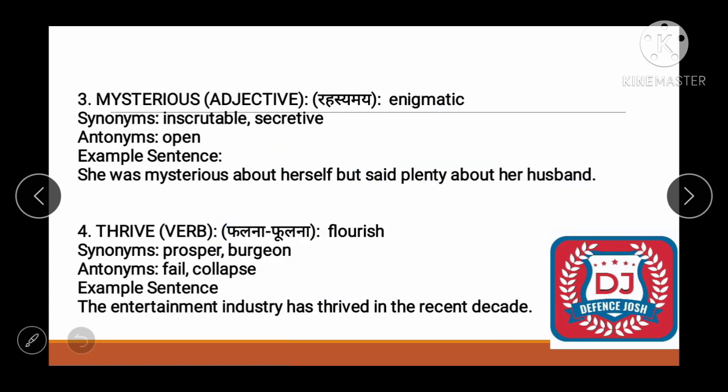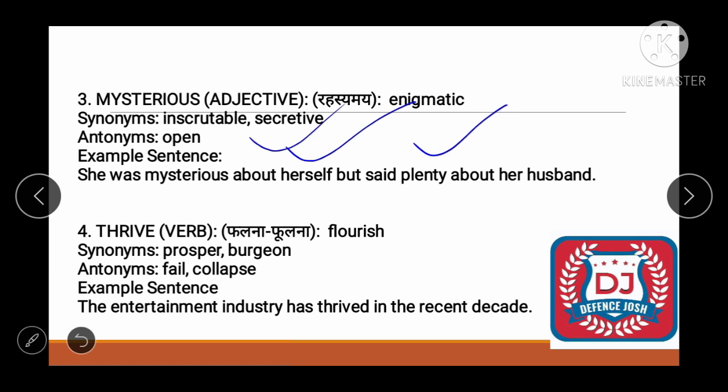Next one is mysterious. Simple one. It means secretive, incurable, and enigmatic. Okay, it means you are curious. All right, but you don't know the answer of that one. Okay, so it is known as mysterious, or its synonym is enigmatic.